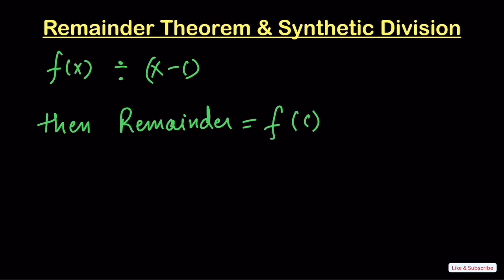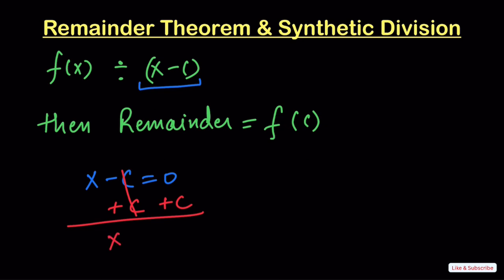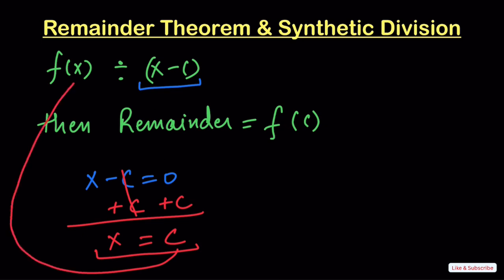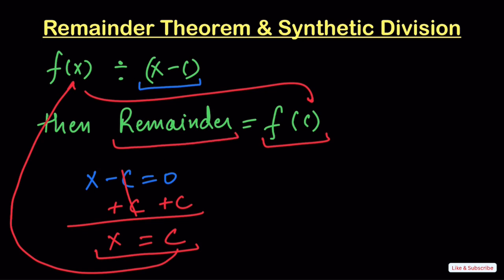Think about this as our divisor, right? So what we're going to do is take the divisor equal to 0 and find the value of x. How can we find the value of x over here? We'll add c on both sides. Once we add c, the value of x is equal to c. Now we will plug in this value of x in the function, that gives me f of c, and that is the remainder, according to the remainder theorem.